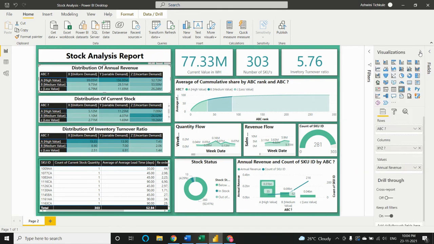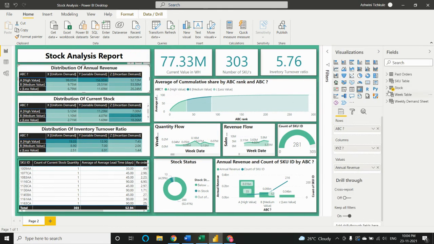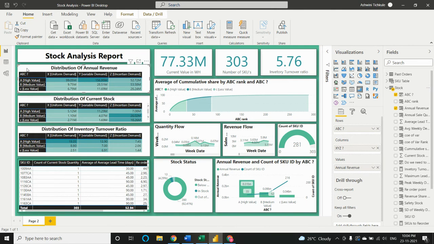So this is the visualization pane and this is the fields. This is the matrix from the visualization pane. After clicking on this, we get the matrix like this. After that, we need to add ABC in the rows, XYZ in the columns, and annual revenue in the values. So we can see in the ABC high value, medium value, and low value. So it will give us the uniform demand, variable demand, and uncertain demand.